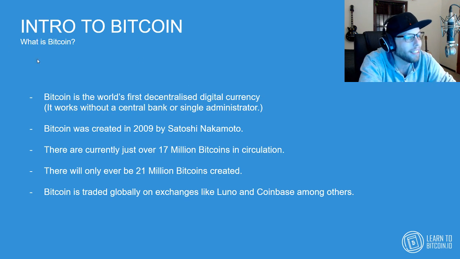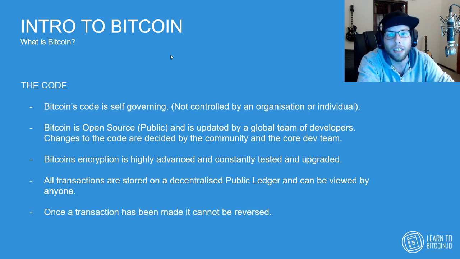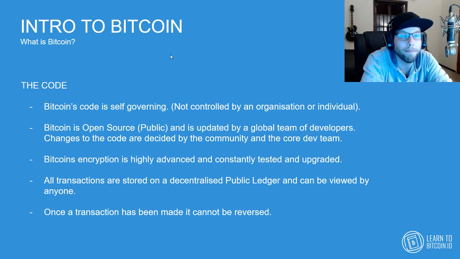Let's go on to the next. So the code. Let's learn about what is Bitcoin. Bitcoin is basically a protocol. It's a protocol for the exchange of value, where the TCP/IP protocol is a protocol for the exchange of data and information. That's what the internet runs on. Bitcoin is the protocol for value transfer.